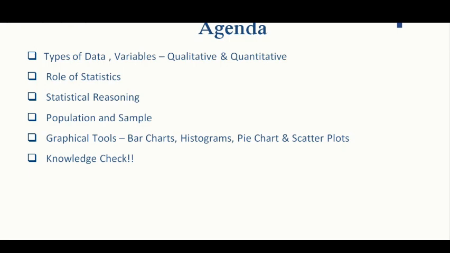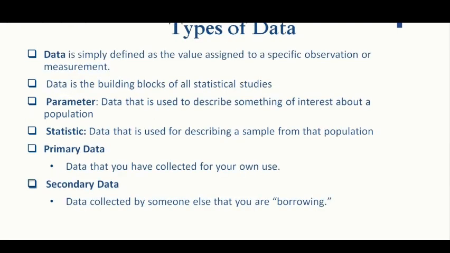All this agenda looks very simple: statistical reasoning, population and sample, graphical tools. Bar charts, histograms, pie charts and scatter plots are part of any newspaper, magazine or website. Even a small kid can interpret these different types of diagrams. Now, data and types of data. Data is simply defined as the value assigned to a specific observation or measurement. Data is the building block of all studies.